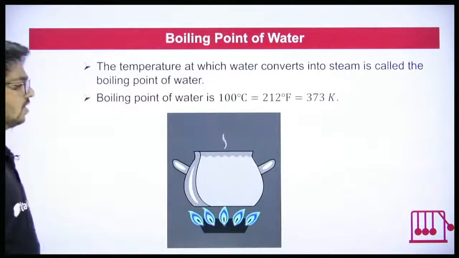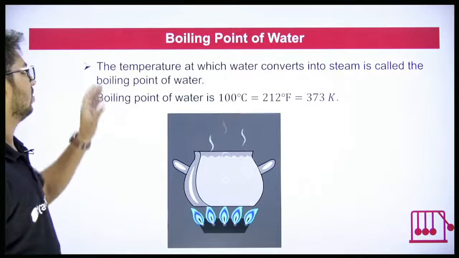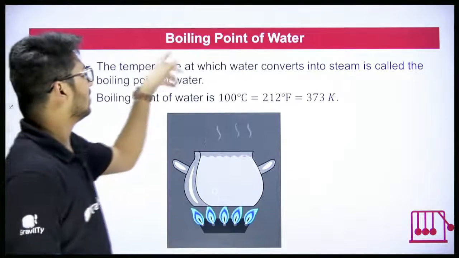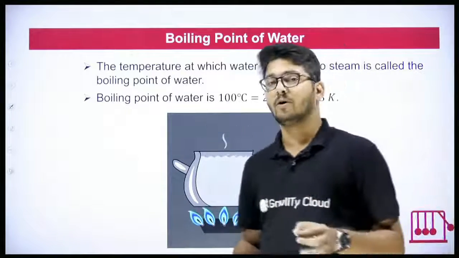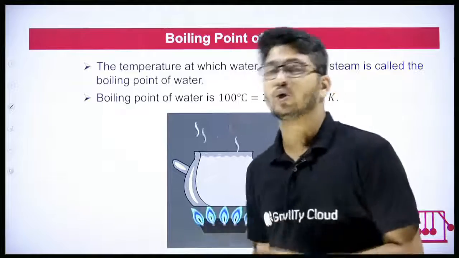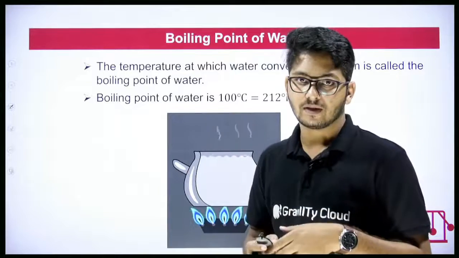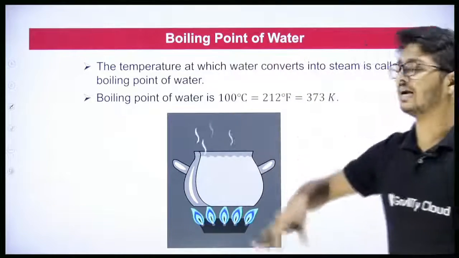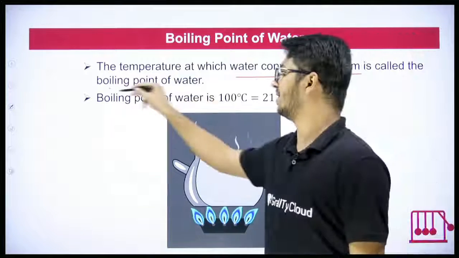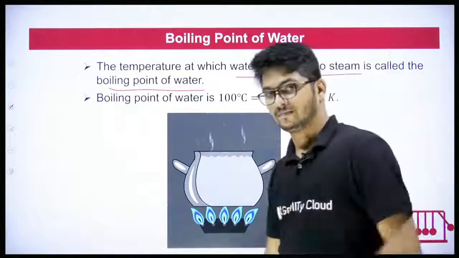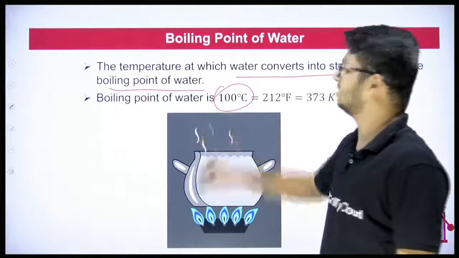Okay. So before we go into Celsius, Fahrenheit, and Kelvin scale, let's understand a few points. Let's go into something called the boiling point of water. Now what is boiling point, everyone? We say water is boiling, but what is boiling? The boiling point, or the phenomenon of boiling, is the conversion of water into water vapor, into steam, into a gaseous form. Yes or no? So the temperature at which water converts into steam is called what? It is called the boiling point of water. And what is the boiling point of water? It is 100 degrees Celsius.